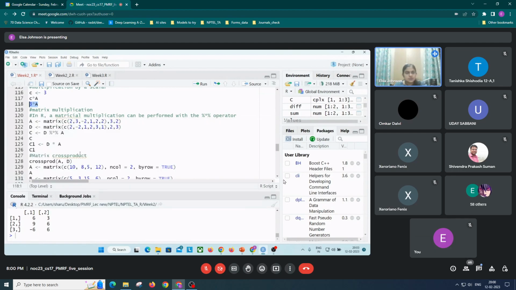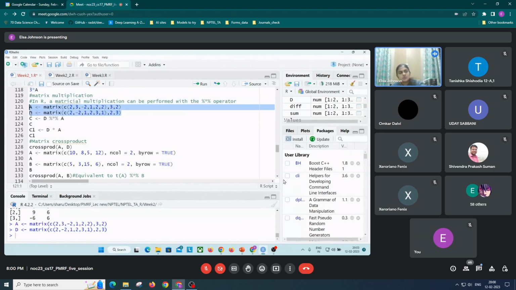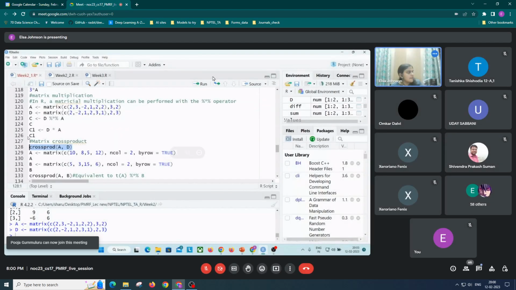Then the matrix cross product. If you want to find the cross product between A and D, then you can use this command. Okay, so what is the cross product? Can you tell me what is the cross product?